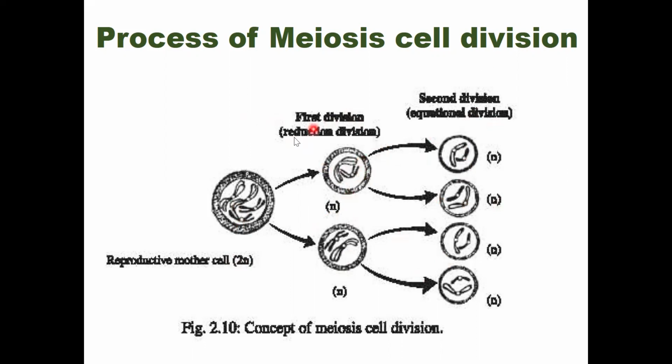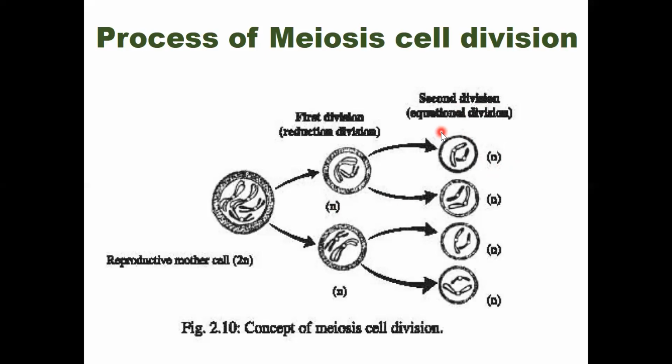The first division is called the reduction division because see here, the diploid chromosomes turn into haploid chromosomes. That's why this one is called the reduction division. The reduction occurs here in the first division. But the second division, the second phase of this meiosis cell division, is called the equational division because the chromosome numbers are the same here. After the first division, the chromosome numbers are haploid, and after the second division, the chromosome numbers are haploid, the same n. So that's why the second division is called the equational division.